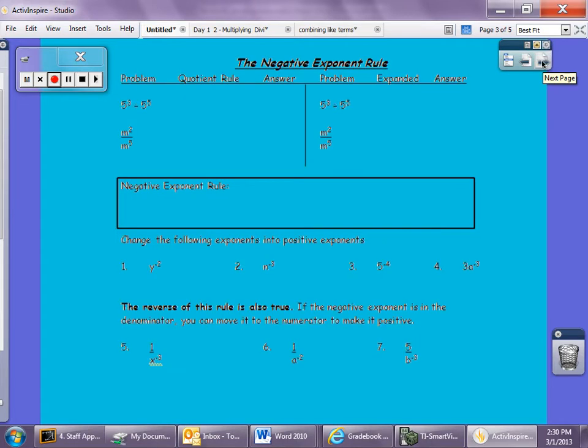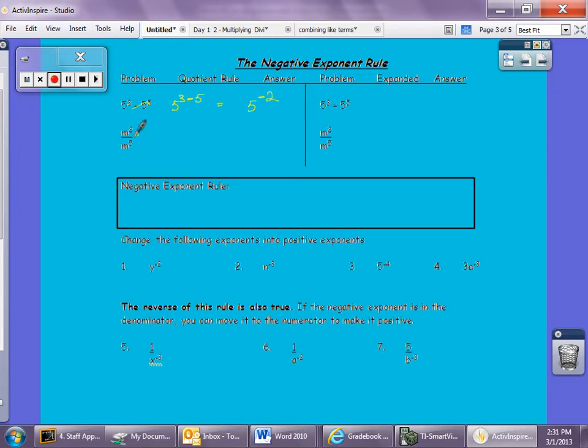Now the next thing, negative exponents. Well, if we look at this quotient rule, what it's saying is that I can subtract my exponents. So 5 to the 3rd divided by 5 to the 5th will give me 5 to the 3rd minus 5, which will give me 5 to the 3 minus 5, which is negative 2.